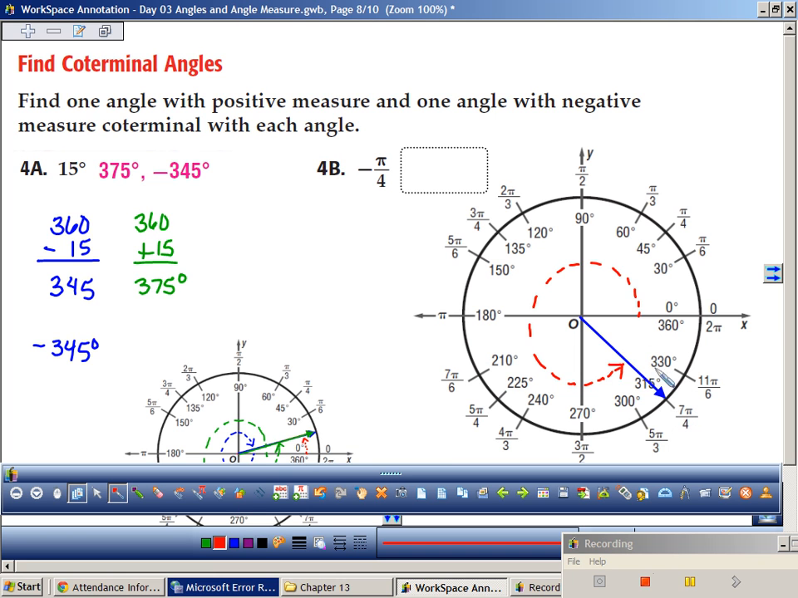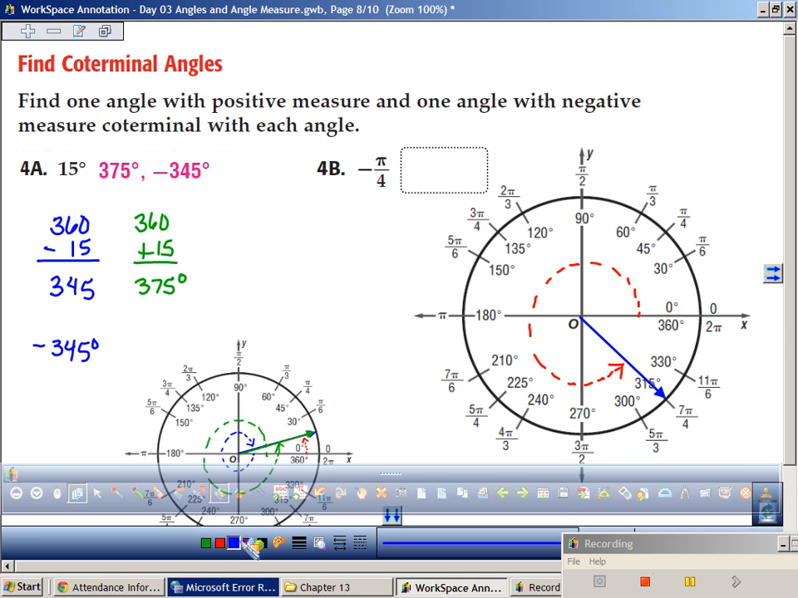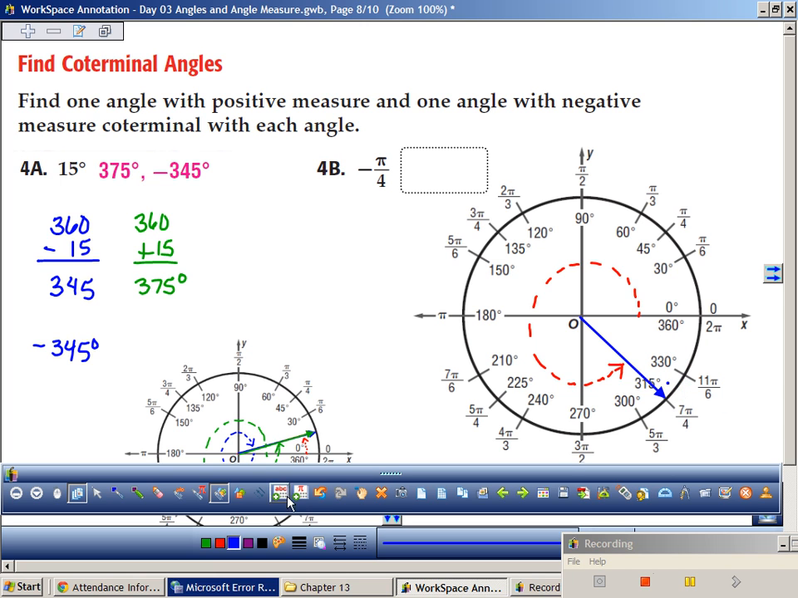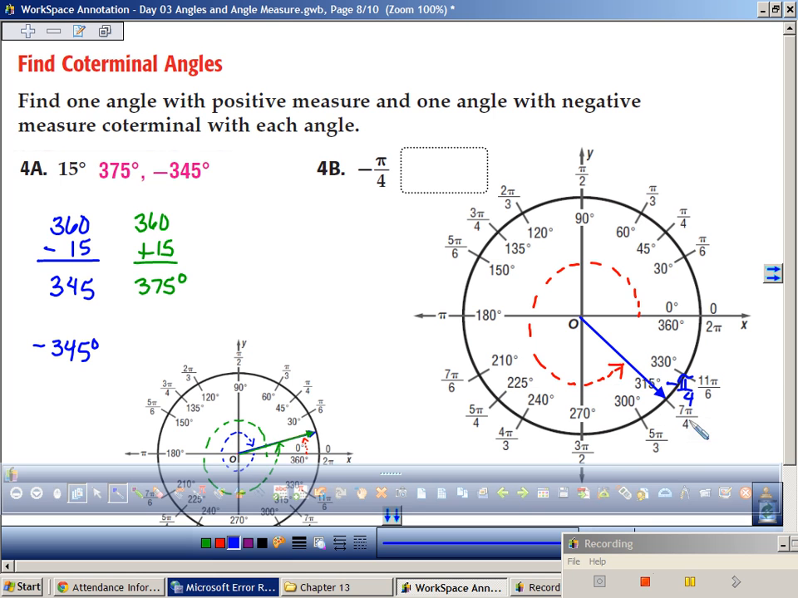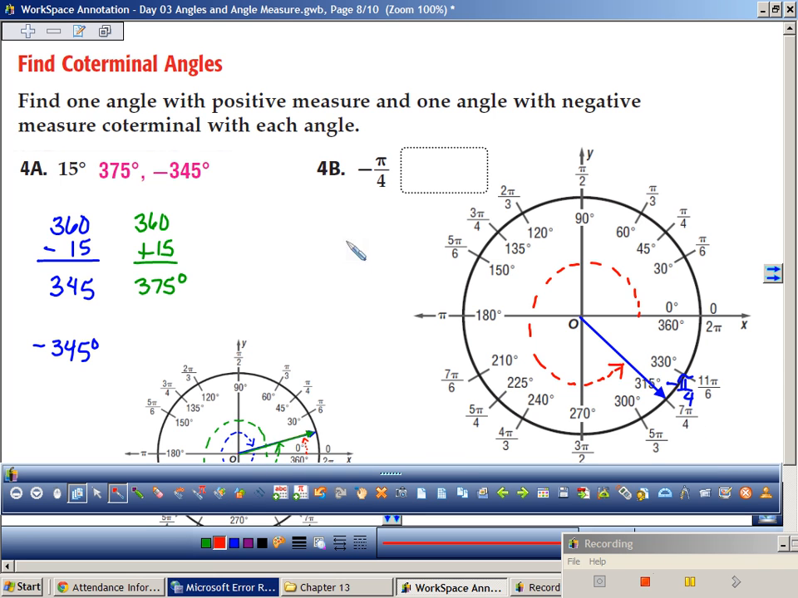We're talking radians. So if this is negative pi over 4, then isn't going in the positive direction 7 pi over 4? So one of them would be 7 pi over 4. So I went this way. Now which way am I going to go? Back. How far would I have to go back?